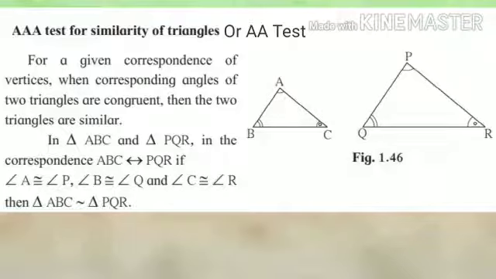Now observe here, there are two triangles, one is ABC and one is PQR. The congruent angles are given by identical marks. Here angle A is congruent to angle P, angle B is congruent to angle Q, angle C is congruent to angle R. So therefore these two triangles are similar by the AAA test.